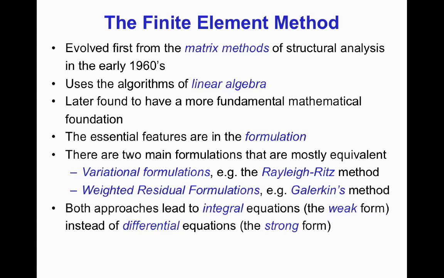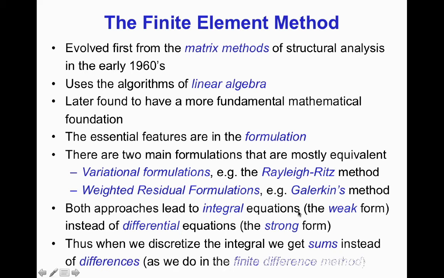Both approaches lead to integral equations, which we call the weak form, instead of differential equations, which we would call the strong form. So recall that when we derived the partial differential equations for continuum mechanics, we started with integral equations. And in a way, what the variational methods and the weighted residual methods do is allow us to take these differential equations and turn them back into integral equations. And the advantage of this is that when we discretize these integral equations, integrals give us sums, which are easily handled, whereas derivatives give us differences, which are not as easily generalized. But that is, in fact, what we do when we use a finite difference method to solve partial differential equations. We discretize derivatives using differences. In the finite element method, we discretize integrals as sums. And as we'll see, the benefit of this is it makes the assembly of the finite element problem more flexible and powerful.